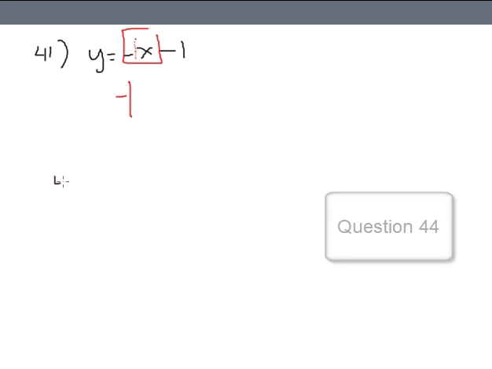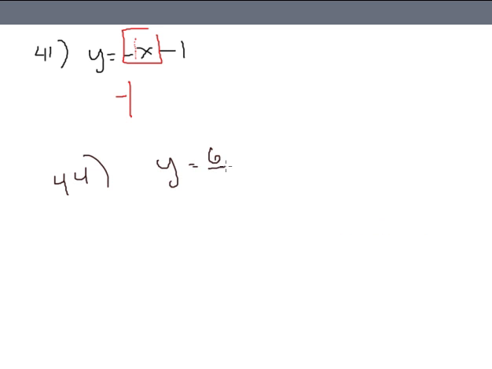Now, if we go to 44, which is y equals 6 over 5 x, add by plus 1, again, the slope is always with the x. Okay, so whatever number is next to the x is the slope. So here, my slope is just 6 over 5.